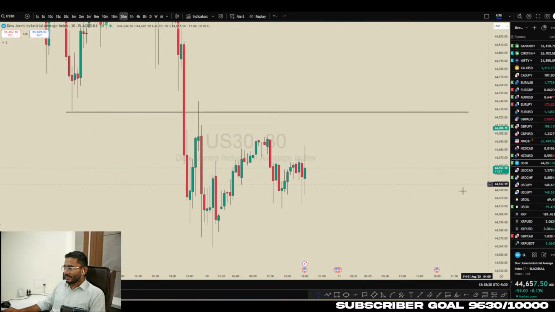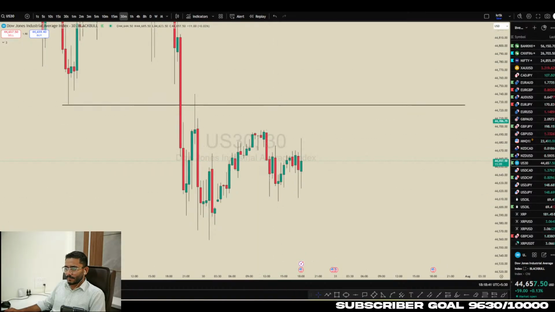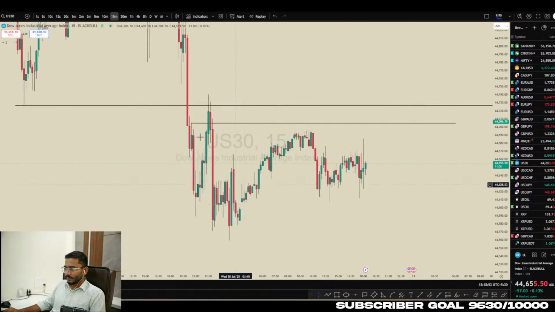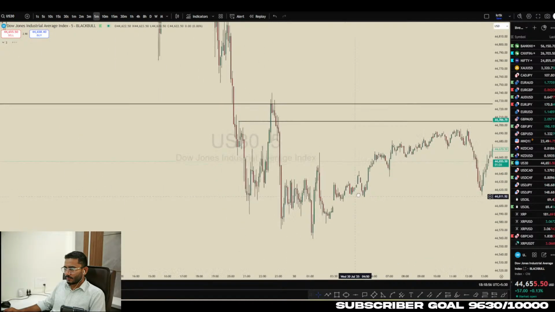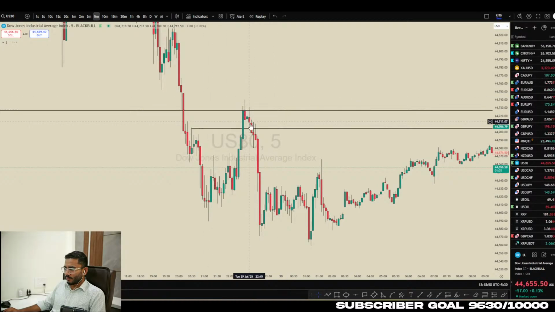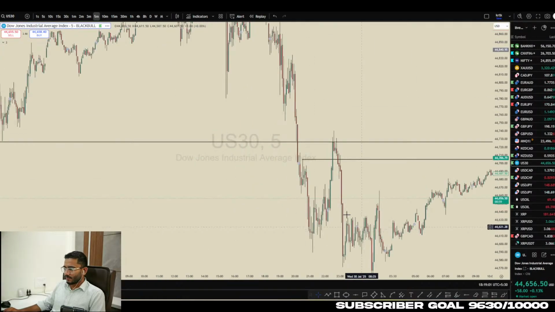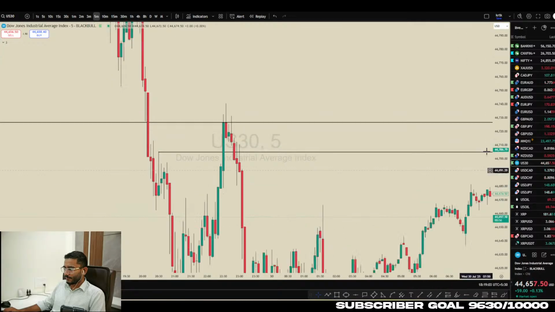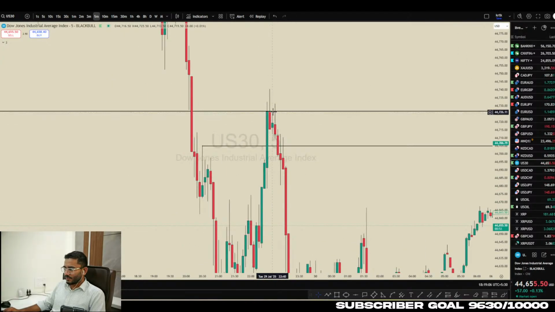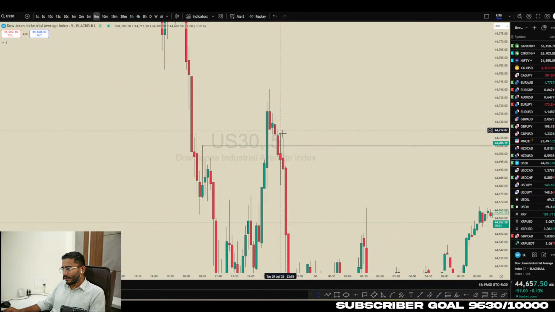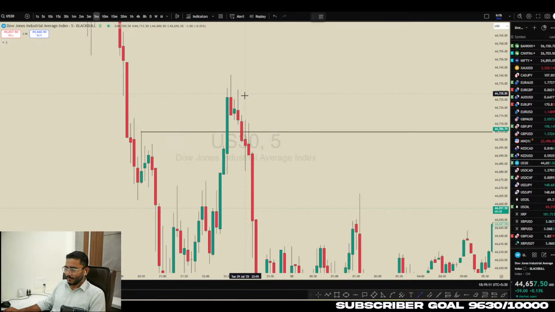So on 30 minutes, we can see price has already mitigated this area. Okay, so this is the wick. We can say this wick was liquidated. If you go to 5 minutes, now what we have to do is find the order block which swept this liquidity. Okay, so this is the candle which swept the previous low, and all these other candles are following, but only this candle liquidated this candle.